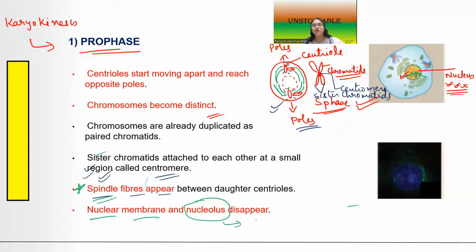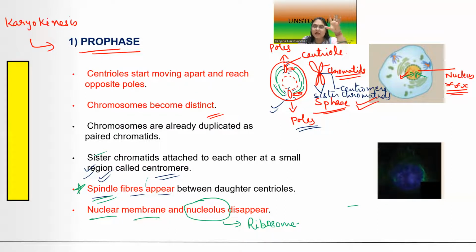What is the function of nucleolus? Its function is in ribosome synthesis, which is in turn related to the synthesis of proteins. Yes. So another important highlight of the karyokinesis or the nuclear division is that proteins are not prepared now.